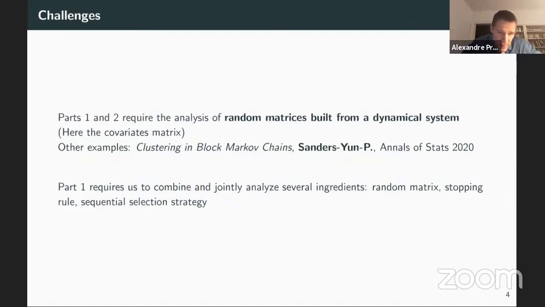Part one requires us to devise an efficient action selection strategy and stopping rule, and so it will require us to combine and jointly analyze several ingredients: ingredients from random matrix theory, stopping rules, and sequential selection strategies.